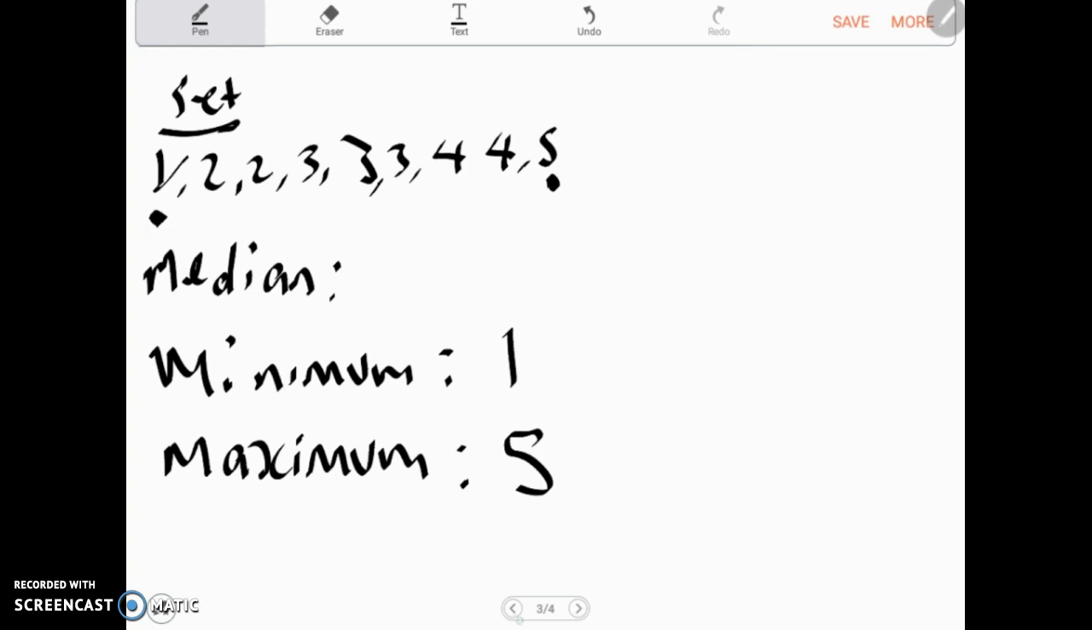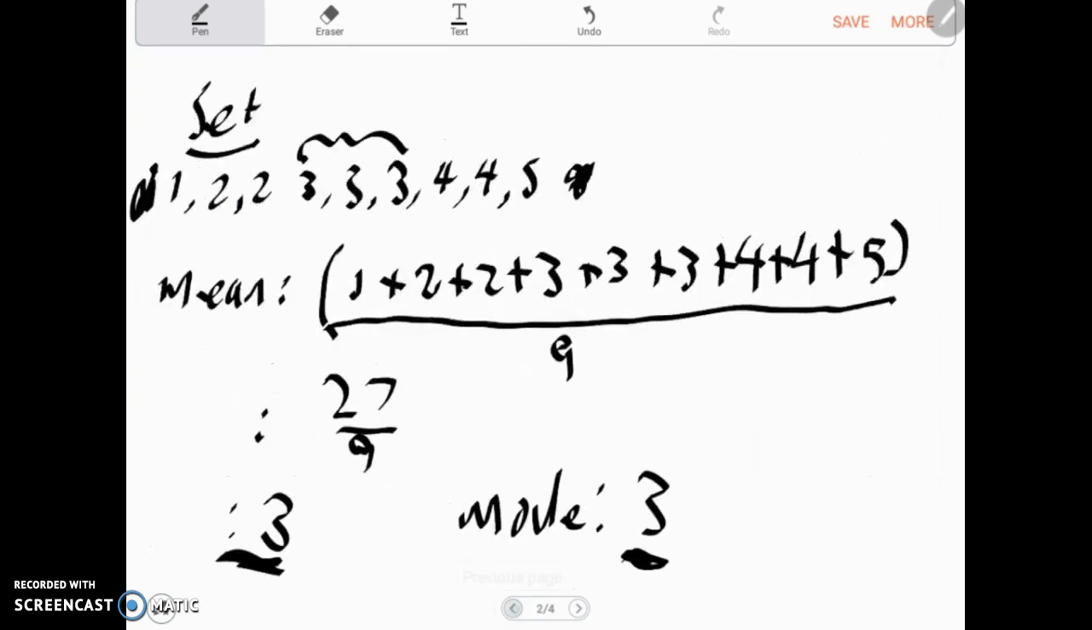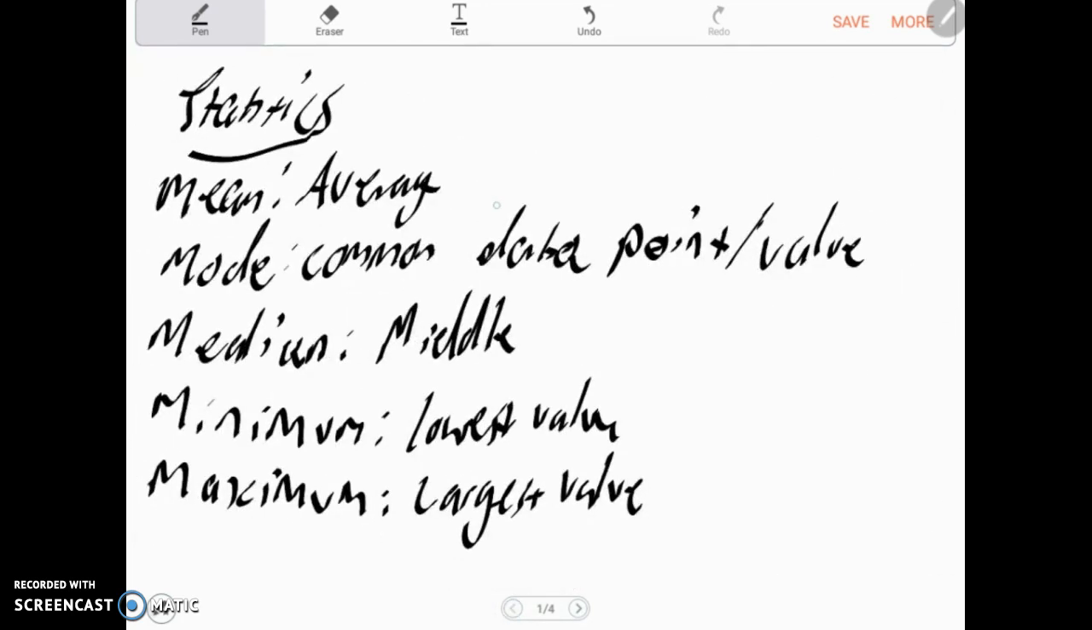Okay? So, back to our vocab. The mean is the average. The mode is the most common. Median is the middle point. The minimum is the lowest. And the maximum is the largest.